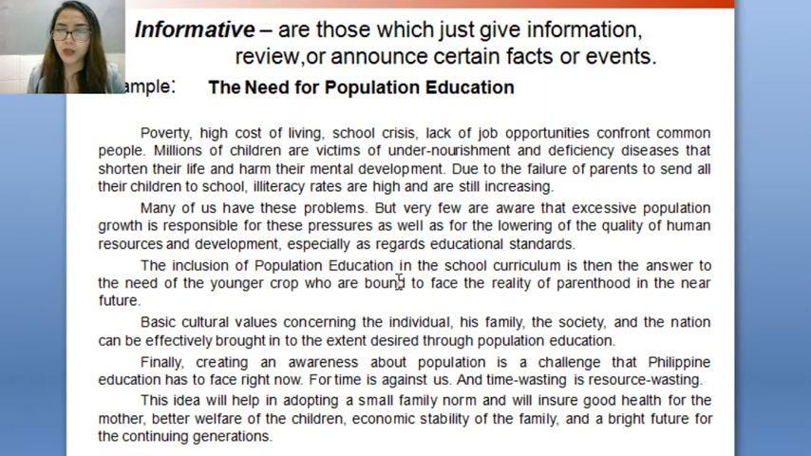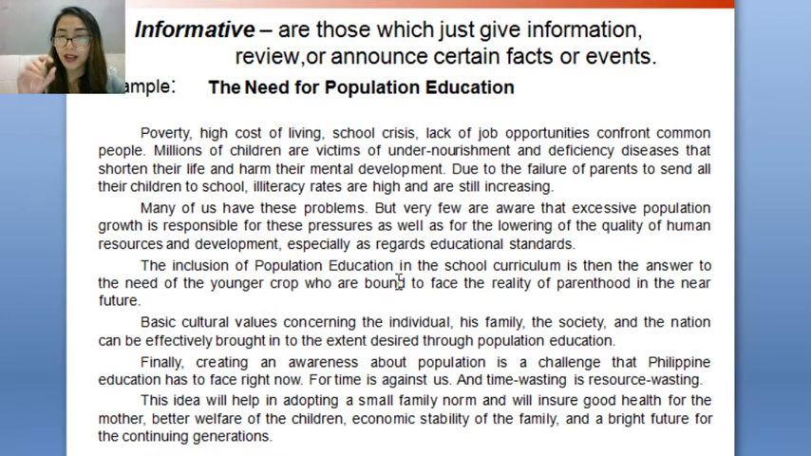Poverty, high cost of living, school crisis, lack of job opportunities in front of common people. Millions of children are victims of undernourishment and deficiency diseases that shorten their life and harm their mental development due to the failure of parents to send all of their children to school. Illiteracy rates are high and are still increasing. So, wow! I love how this author talaga ay nakapag-start ng una pa lang, 'di ba?